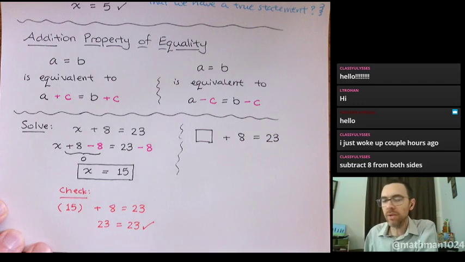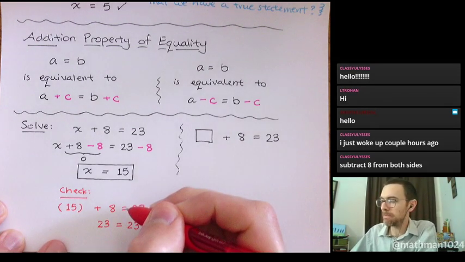The thing you have to be careful of is understanding that 23 is not the answer. The answer is x equals 15. It's that replacement of x that is the solution. The value that makes it true is when x equals 15.